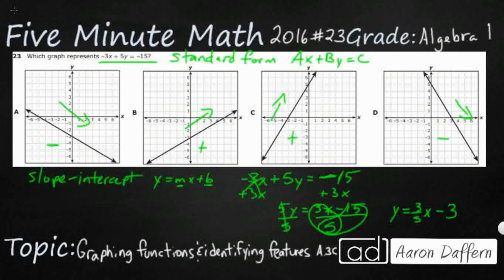All right, so I've gained a lot of information so far. My slope, my m, is going to equal 3/5. Okay, so that is a positive 3/5. So I can get rid of A, I can get rid of D. My y-intercept is my b, and I've got a negative 3 right there.